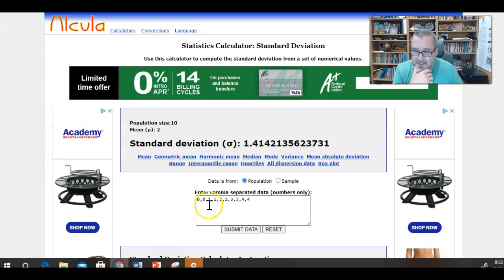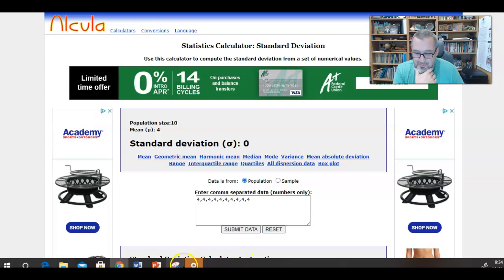Oh, we should, just for fun, confirm. Let's make all of these 4s. It's like watching paint dry, isn't it? Oops. All right. Look at that. Mean of 4, standard deviation of 0, of course.